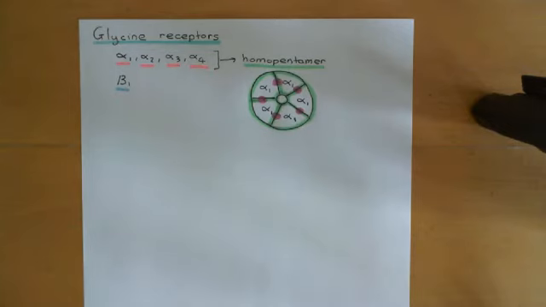Now the alpha homopentamers aren't the only type of glycine receptor that we know that you can build.